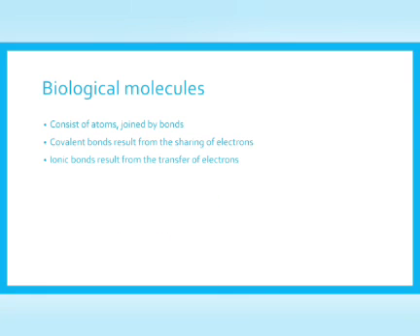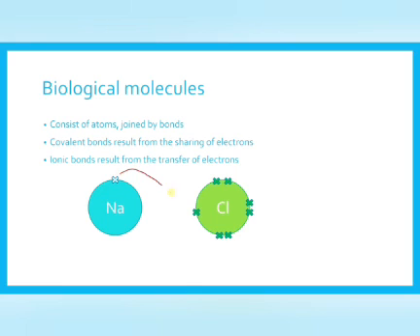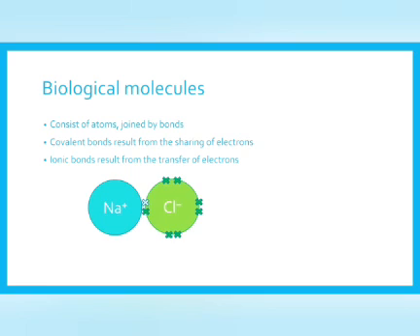Another type of bond is an ionic bond, and this results from the transfer of electrons. So in this example, we've got sodium and chlorine. So sodium has 1 electron in its outer shell and therefore wants to lose this in order to gain 8 in its outer shell. And chlorine has 7 and therefore wants to gain an electron. So what can happen is that the sodium can transfer its electron to the chlorine. Because of this, sodium will gain a positive charge and chlorine becomes a chloride ion with a negative charge. Because positives and negatives attract, this results in the formation of an ionic bond.